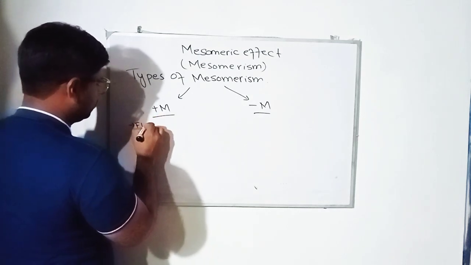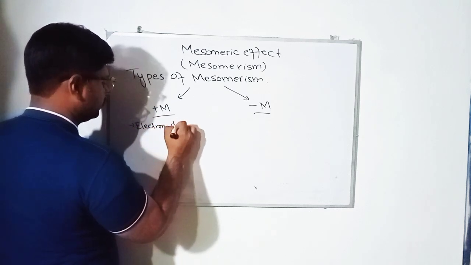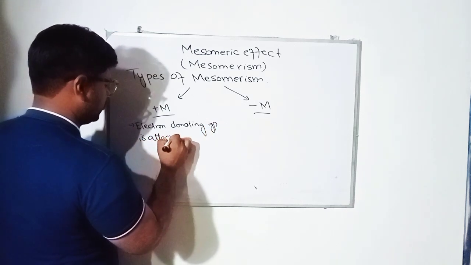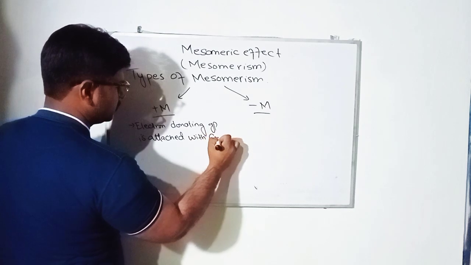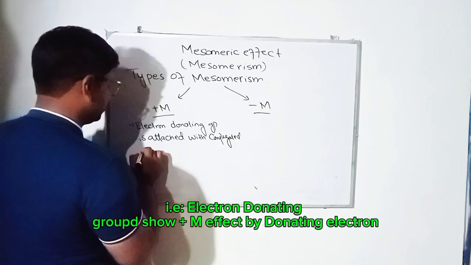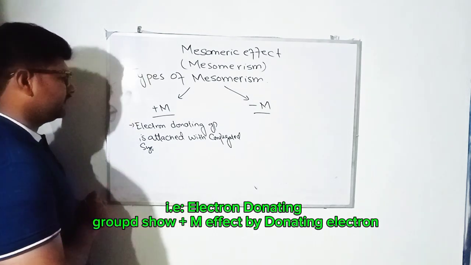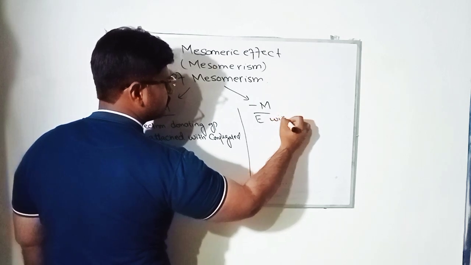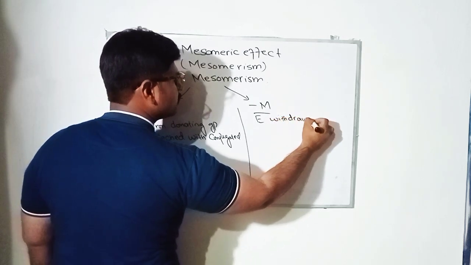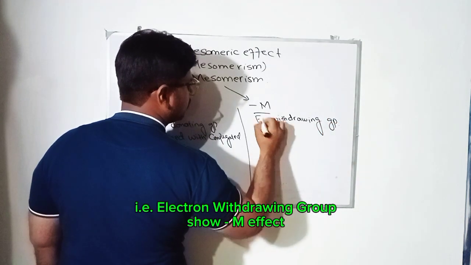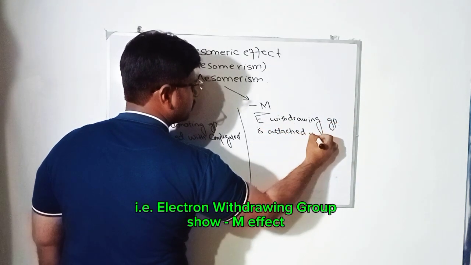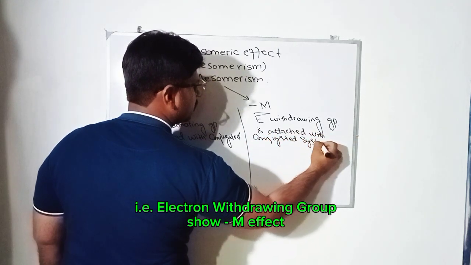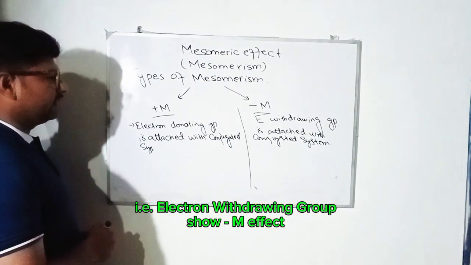If an electron donating group is attached with a conjugated system, it will be called plus M effect, and if an electron withdrawing group is attached with a conjugated system, it will be called negative M effect.